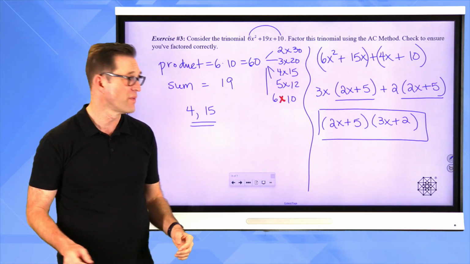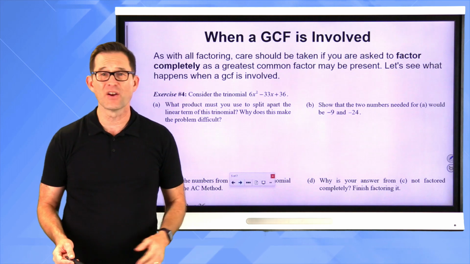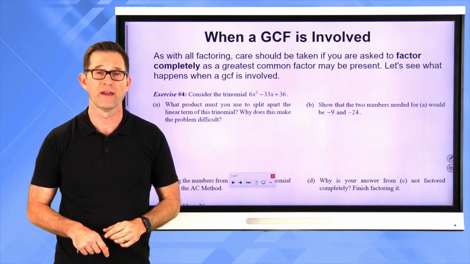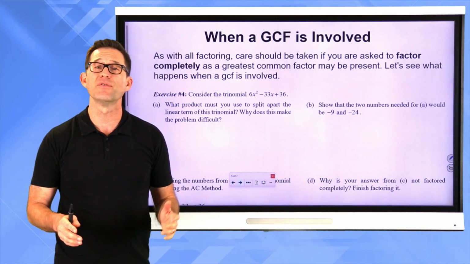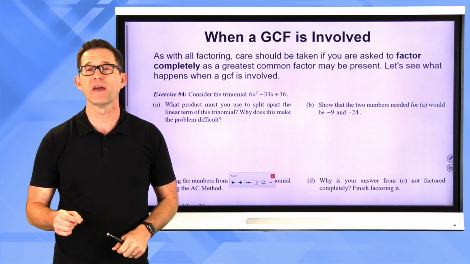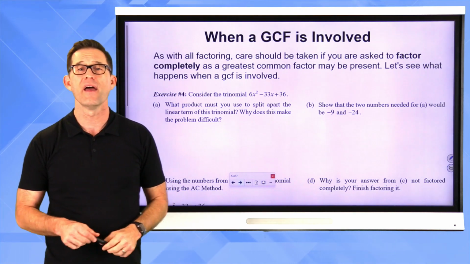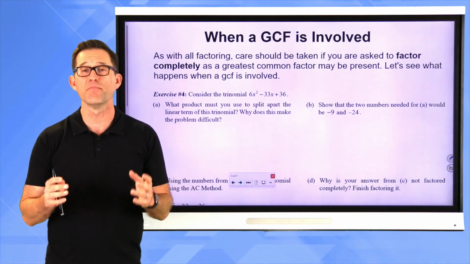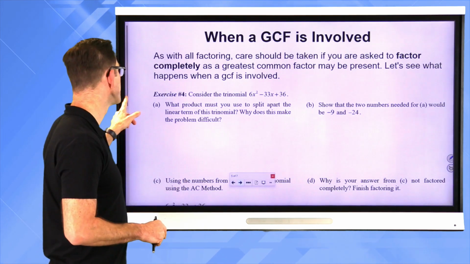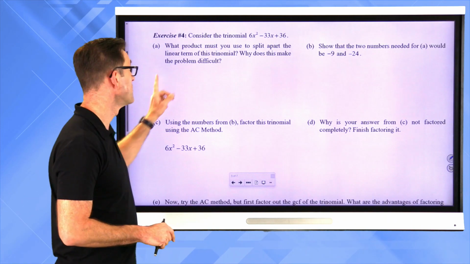It's really cool. Now, as I said, sometimes the numbers are easy to find, sometimes they're harder to find. Let's talk about what would happen if a GCF is involved. As with all factoring, care should be taken if you're asked to factor completely, as a greatest common factor may be present. Let's see exactly what happens when a GCF shows up in one of these types of problems.